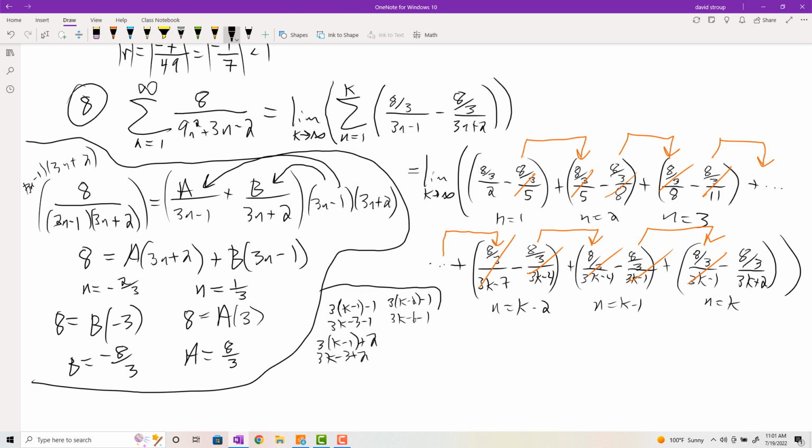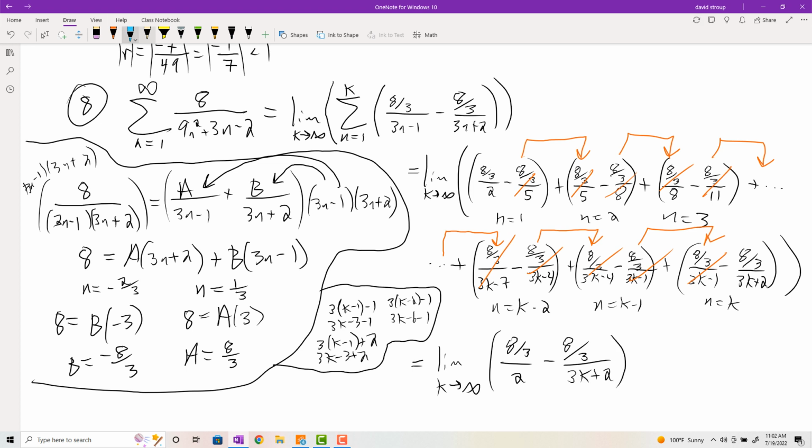Typically this is what happens, but sometimes you'll skip terms, so you need to look for the pattern. You can't just always say, ooh, it's the first and the last term. Okay, you need to write it out and figure out what exactly is the pattern, what's going on. Anyways, the last bit here, you need to take the limit of the surviving members.